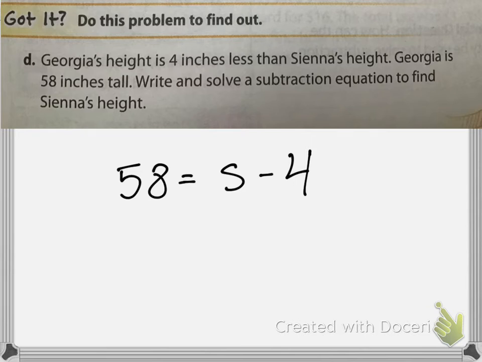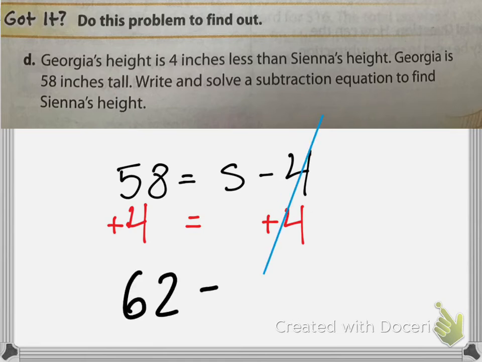What you're gonna do is 58 plus 4, and the other side plus 4. Yeah, which equals 62. Perfect. So we get 62 equals S. What we do to one side, we do to the other. So we have to add 4 to each side.